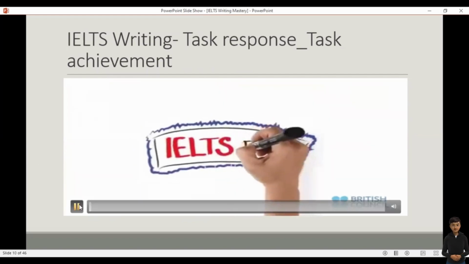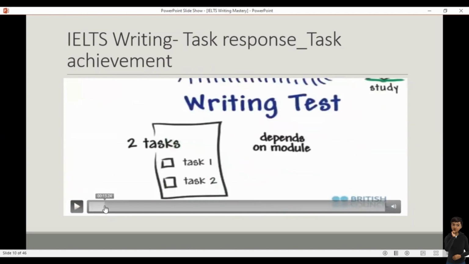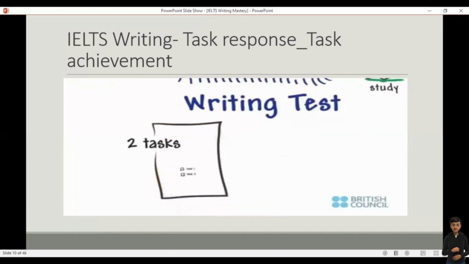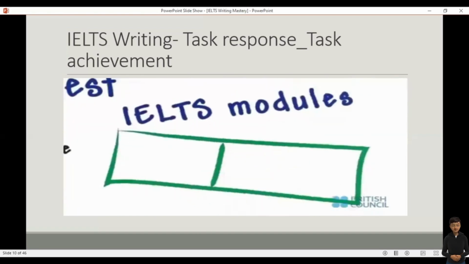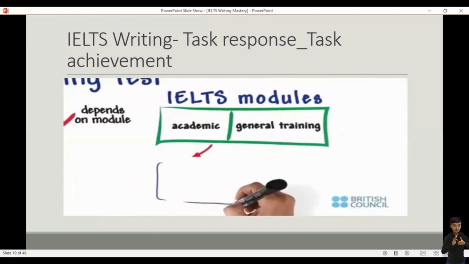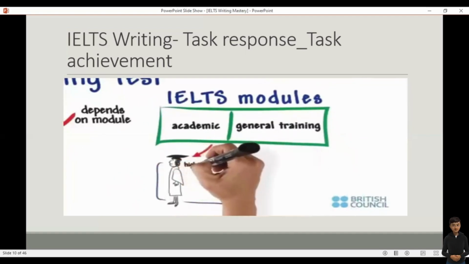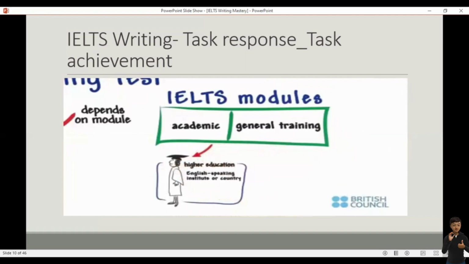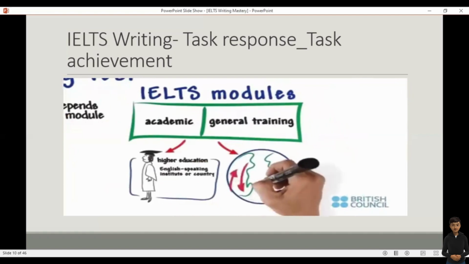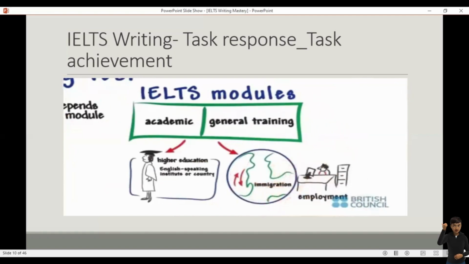So you've decided to take the IELTS. The IELTS writing test is divided into two tasks. The first task differs depending on the module you are taking. There are two IELTS modules. The IELTS academic module is generally taken by anyone intending to pursue higher education studies in an English-speaking institute or country. The IELTS general training module is generally taken for immigration or employment purposes.